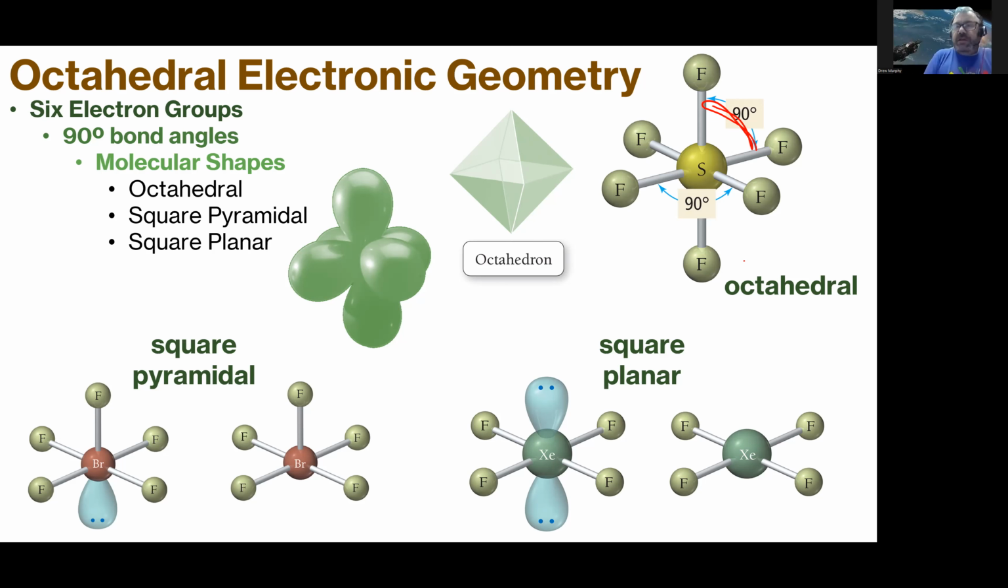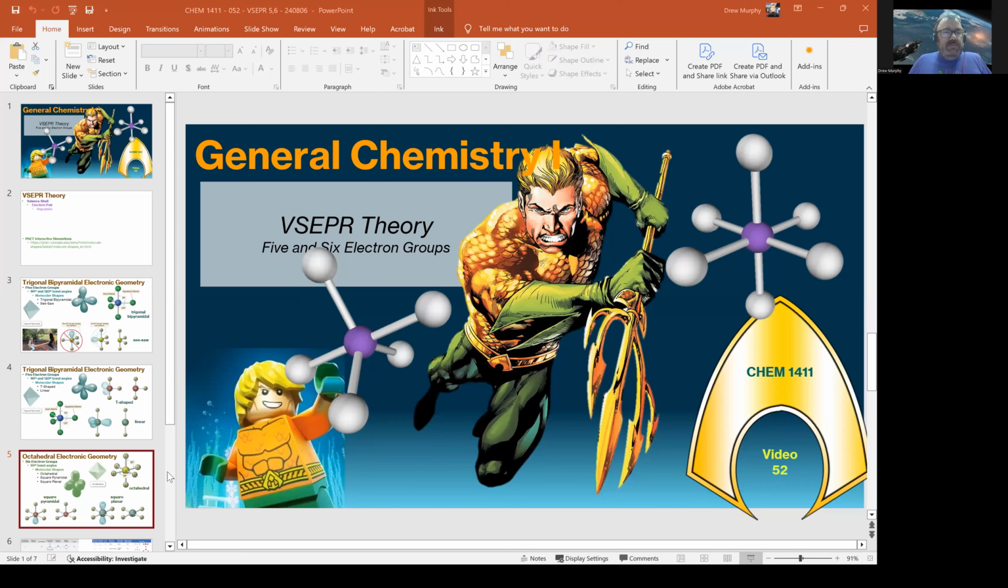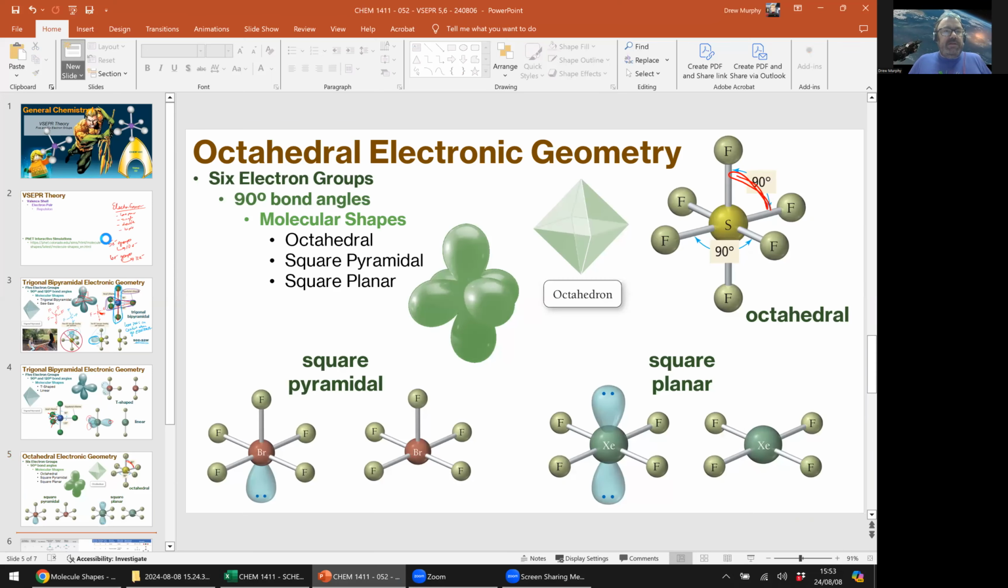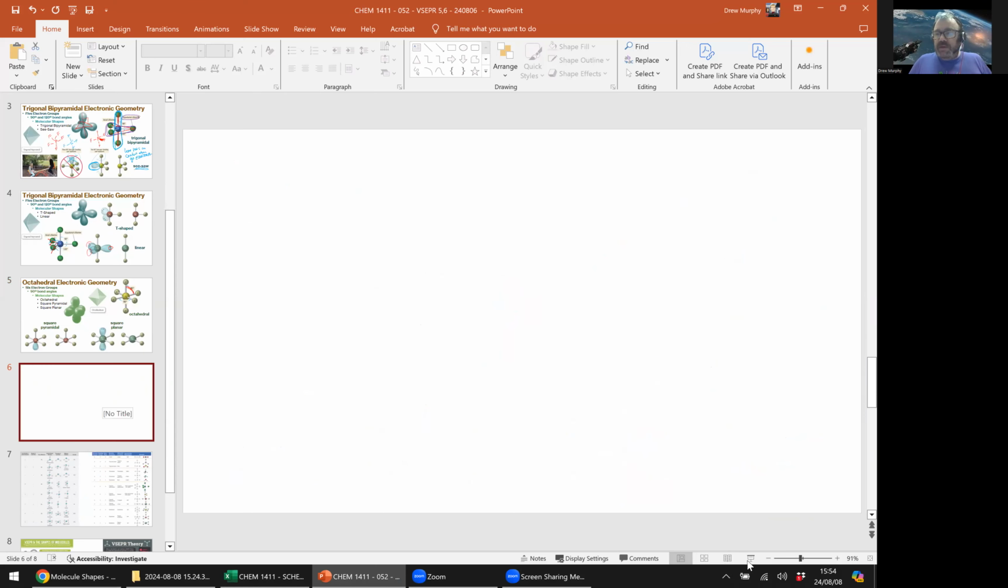If we're going to draw this with wedges and dashes, I'm just going to throw in a blank side so I can draw something without having to be small. So if we draw this with wedges and dashes, we had SF6, with sulfur in the center.